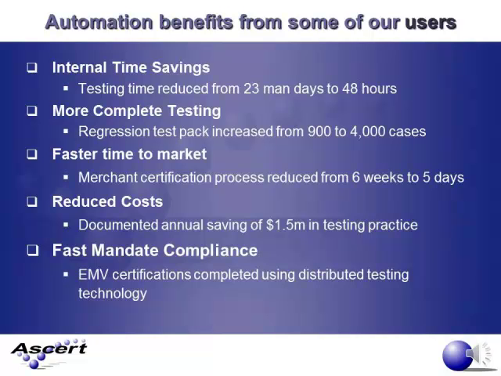Second from the bottom of the list is reduced costs. If you're able to automate things and take some of that human interaction out of the process, you should be able to save money, right? Well, we've got a customer that documented $1.5 million worth of savings annually to their testing practice.